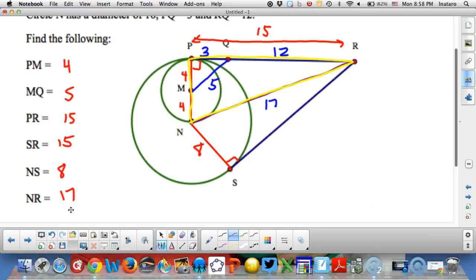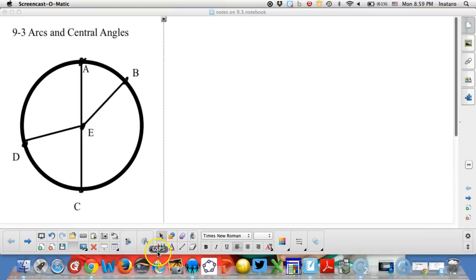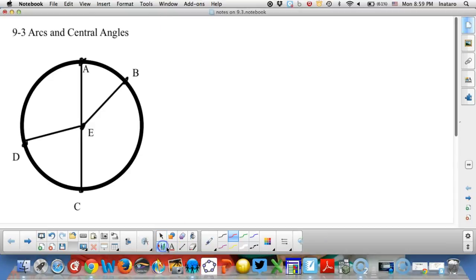on section 9.3, arcs and central angles. Now we're going to talk about arcs and central angles.